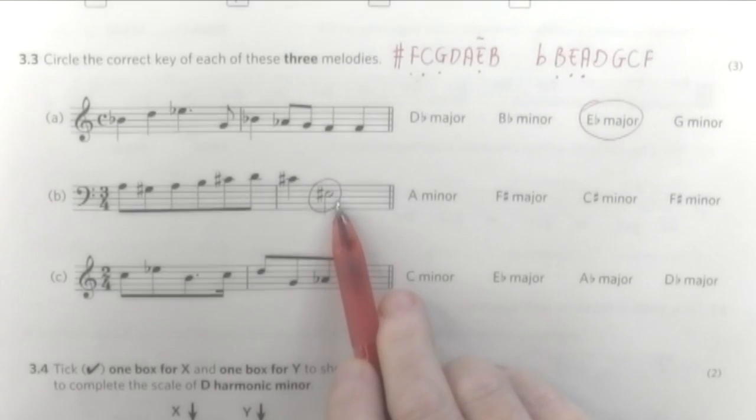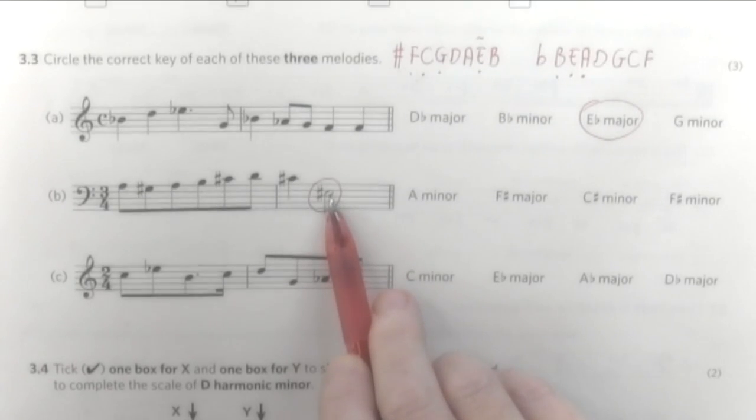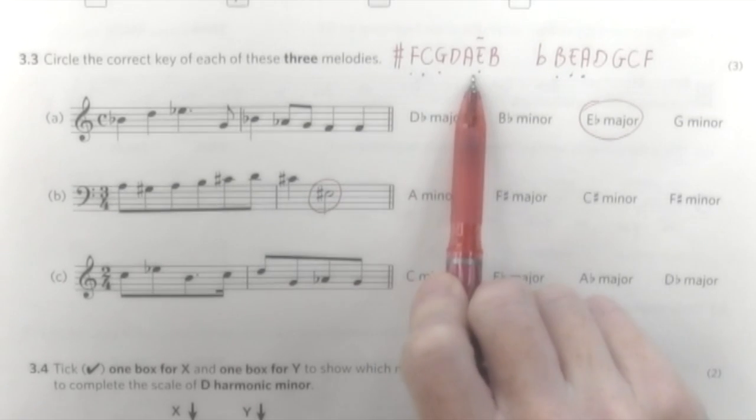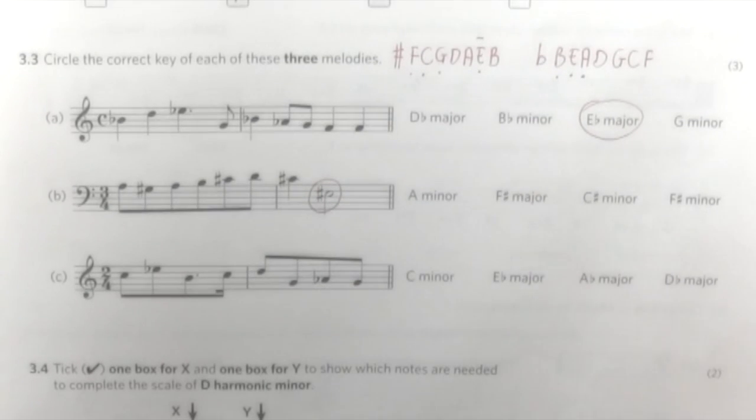This is the leading note. Now to find the tonic, we need to go one semitone higher. This is E sharp, and then a semitone higher is F sharp. And this is a minor key because this only happens in a minor key. So it's F sharp minor. Brilliant.